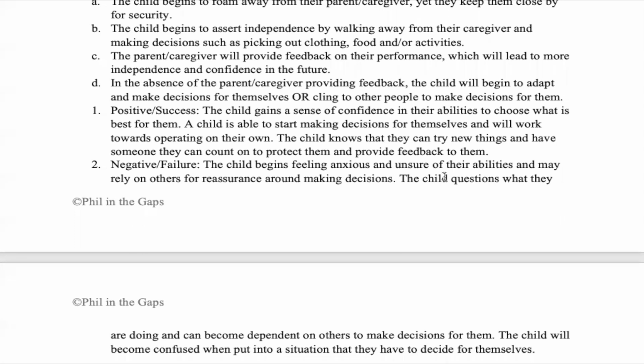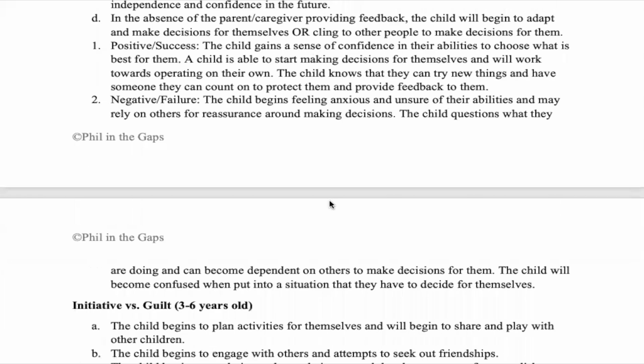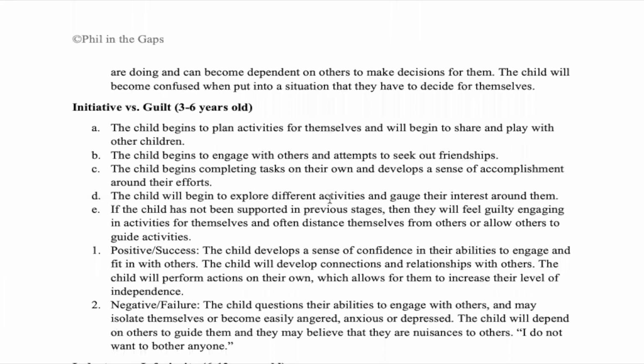So if somebody has been able to establish trust and they know that their parent and/or caregiver is going to adhere to their needs, they've been able to have freedom or autonomy to roam their environment and get feedback from their parent and/or caregiver or other individuals. They then will start taking initiative within their environment. They're going to start doing things on their own and initiating things in order to gain a sense of accomplishment.